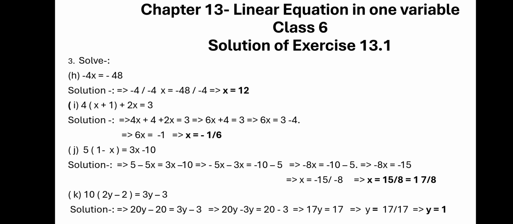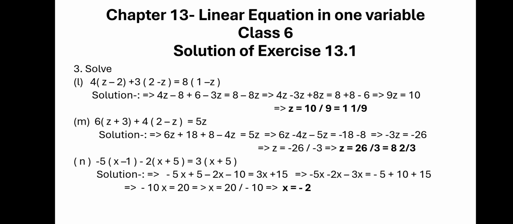Now negative 20 is transposed to RHS as 20. So 20 minus 3 you will get in RHS, that is right hand side, and that implies 20y minus 3y is 17y is equal to 20 minus 3, which is 17. So y is equal to 17 divided by 17, which is nothing but y is equal to 1.